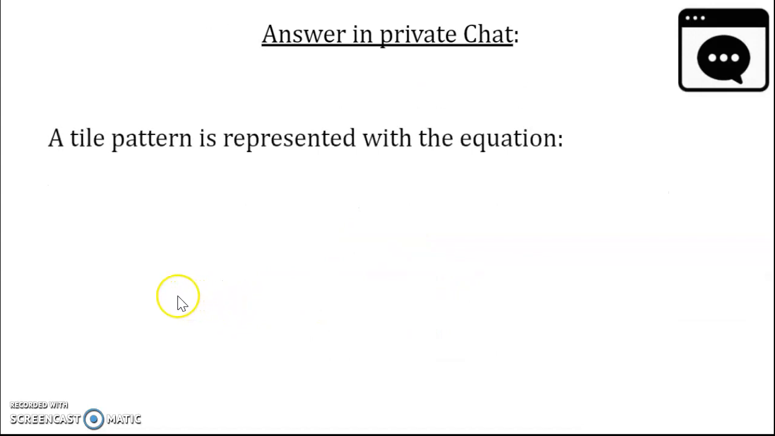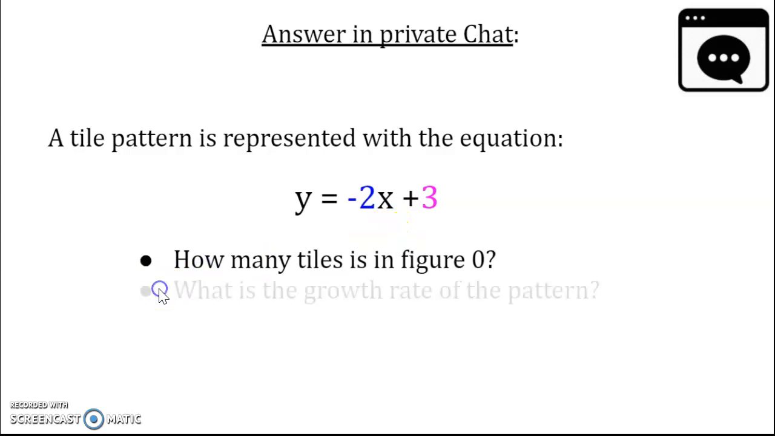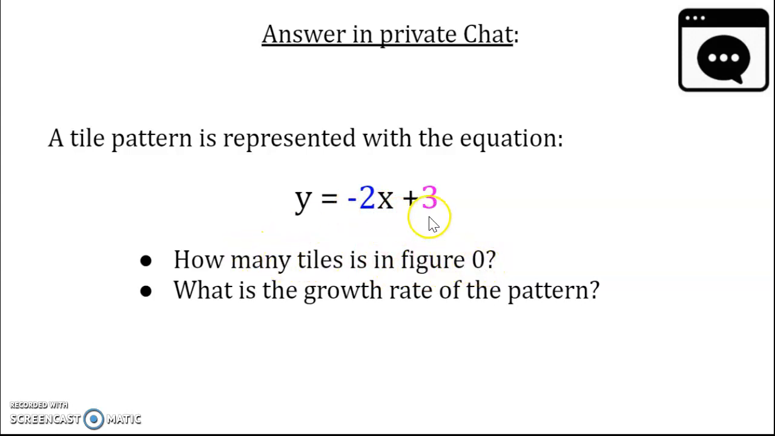Now try to answer in private chat for me. A pattern is represented by this equation now: y is equal to negative 2x plus 3. Tell me how many tiles are in figure 0 and what the growth rate of the pattern is. First, how many tiles in figure 0? Is it the negative 2 in front of the x, or is it 3? The correct answer is that figure 0 is the starting value. So the starting value is 3.